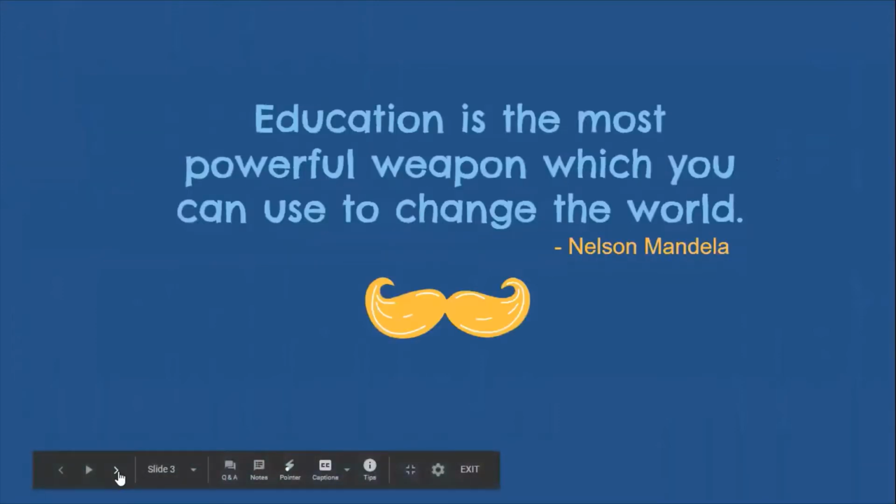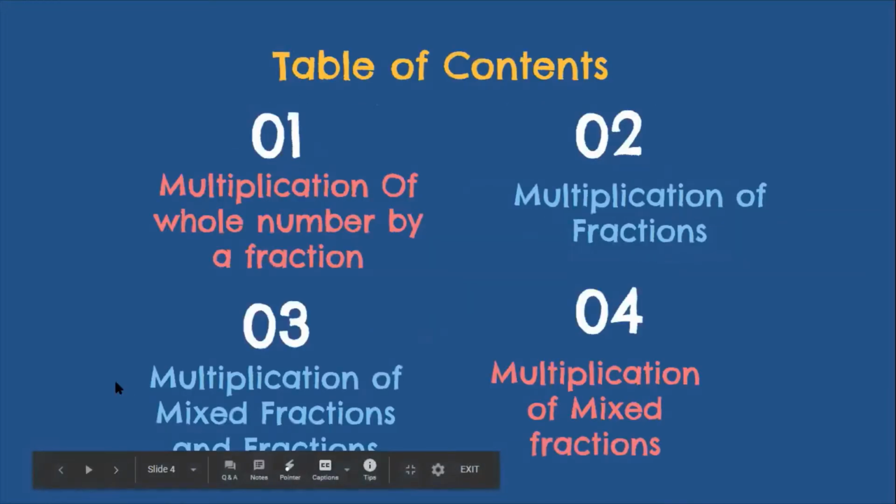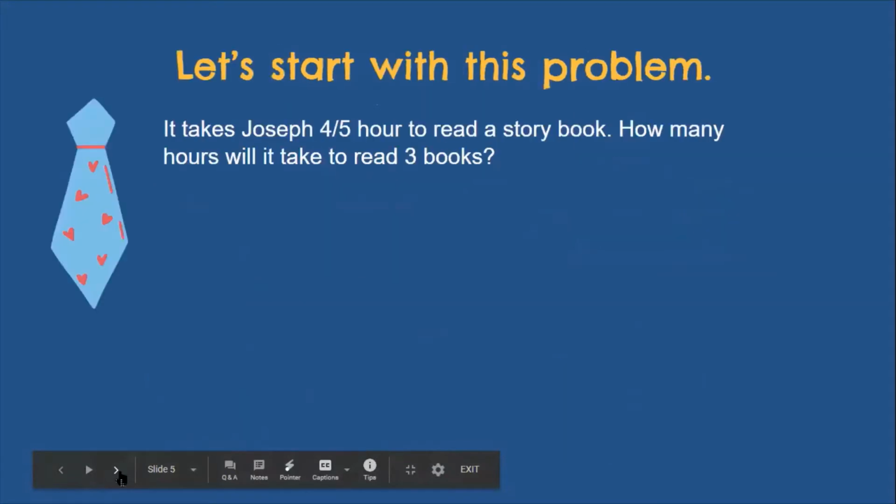Before we proceed with our lesson for this day, let us first ponder a quote from Nelson Mandela. Education is the most powerful weapon which you can use to change the world. So here are the topics that we're going to discuss for this day. Number 1, multiplication of a whole number by a fraction, multiplication of fractions, and lastly, we are going to learn how to multiply mixed fractions.